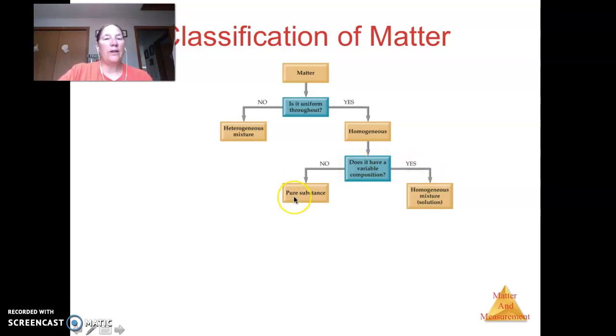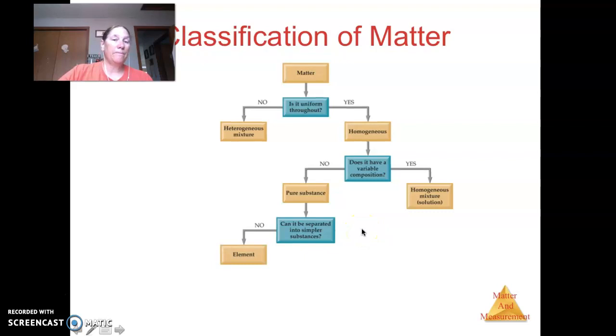If it doesn't vary, if it's always 2 hydrogen and 1 oxygen, or like salt is sodium chloride, NaCl, it's always 1 sodium, 1 chlorine. If the composition never changes, it doesn't matter where you get it from, it's always the same, then that's a fixed composition and that's a pure substance. If it's a pure substance, it's either an element or a compound. A compound you can break down into smaller substances. An element you can't. An element is as small as you get.